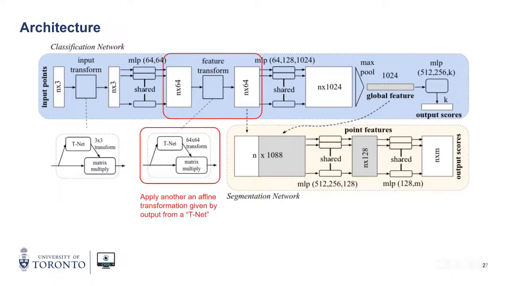Next, we're going to do the exact same thing again: use our black box TNet, and apply an affine transformation to this previous output. And then we're going to map to even higher dimensions right here.